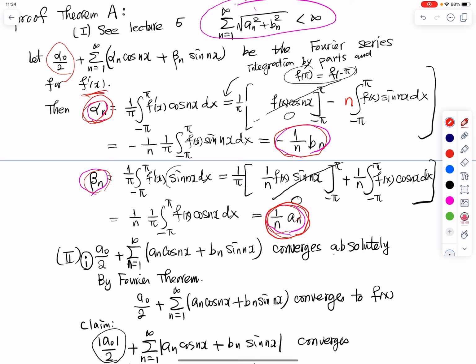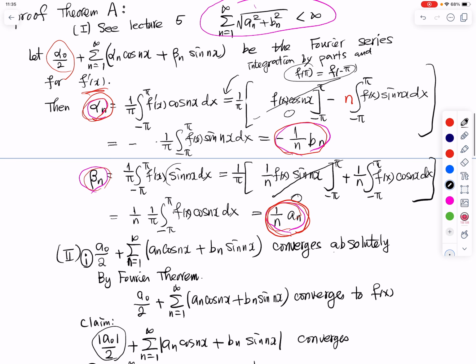Okay, differentiate. You differentiate, right? So it was a little strange. So then this should be n, and this is not alpha n. This is minus n bn. Here again, this should be n. Okay, so this one should be n.